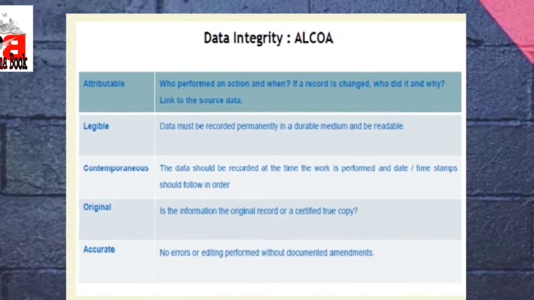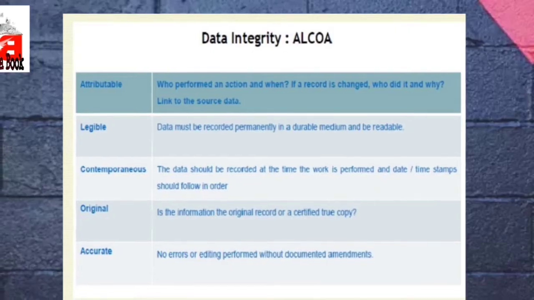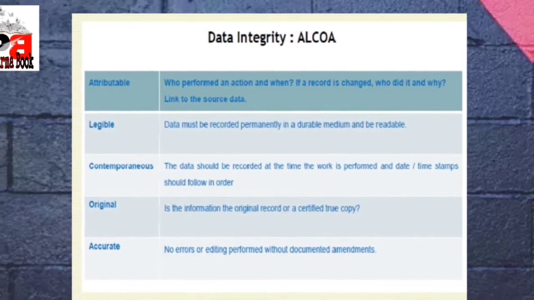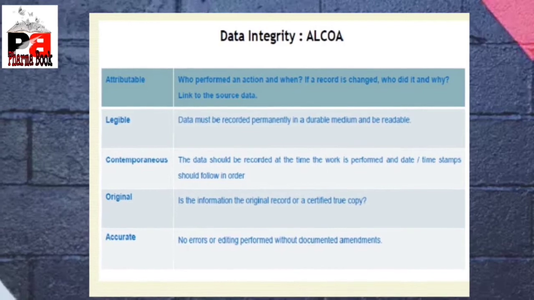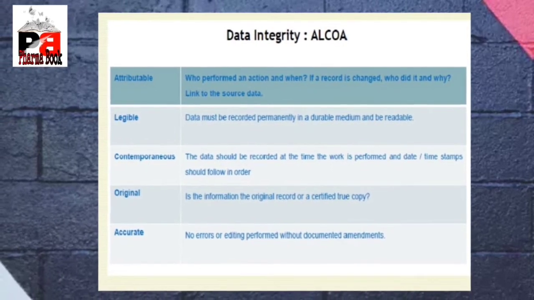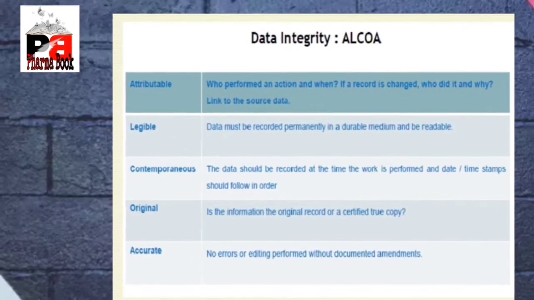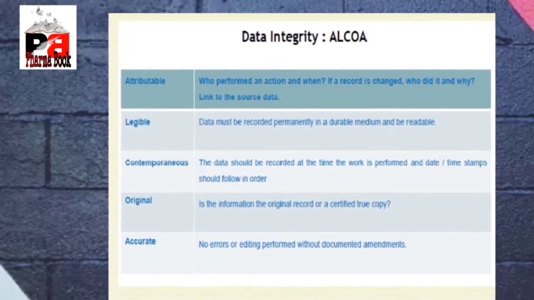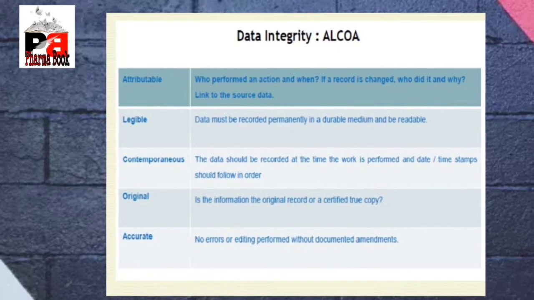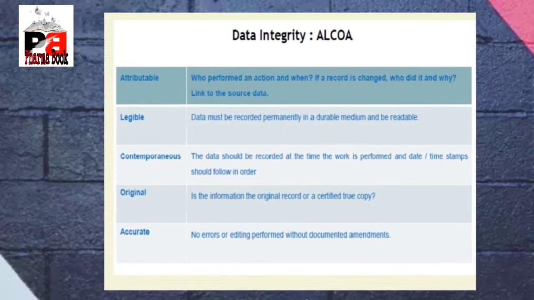And the second one, legible. The data should be readable and understandable. Number 3, contemporaneous. It means the data should be recorded when the activity was performed. Number 4, original. The information should be original or a true copy. And number 5, accurate. The data should not contain errors.